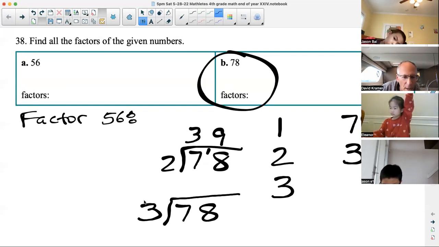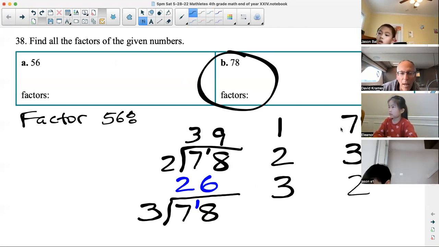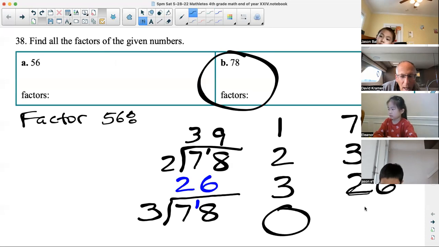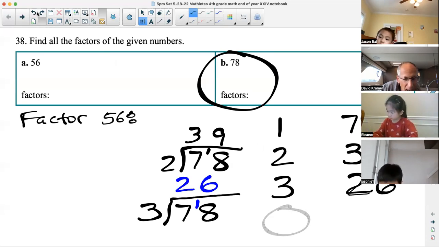Okay, let's get started. Go, Eleanor. 26. Wow, 3 goes into 7 twice with a remainder of 1. Jason, look at this. And 3 goes into 18 6 times. Eleanor, that is amazing. And that is 26. Now, who can do the next one? Double and half. Come on. Double and half.